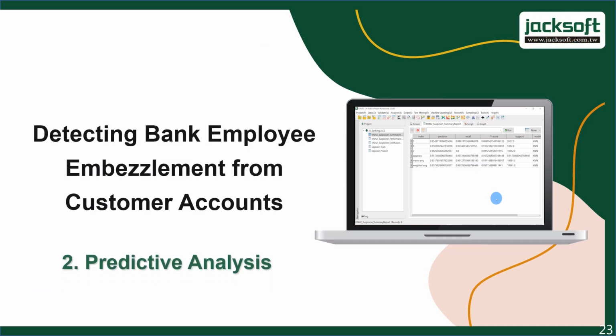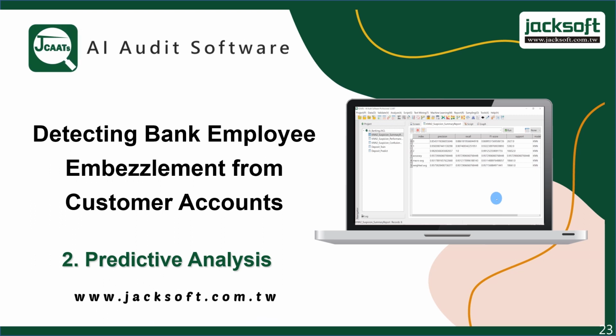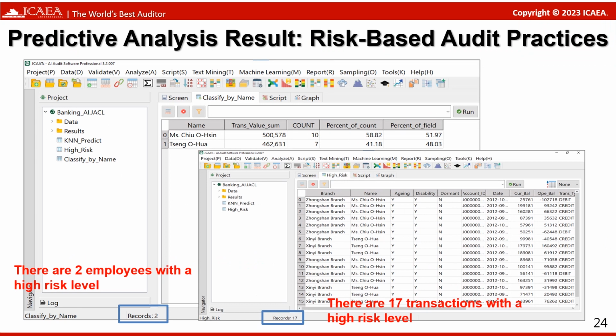Then, we start to perform the predictive analysis by using the predict command in JCAATs. The predictive analysis results will display as a table. It identifies the 2 staff members who are classified as high risk in the prediction results, and the internal auditors will check these 2 staff process transactions for the following investigation.